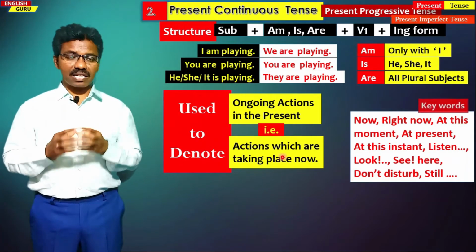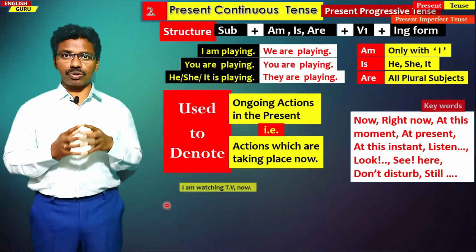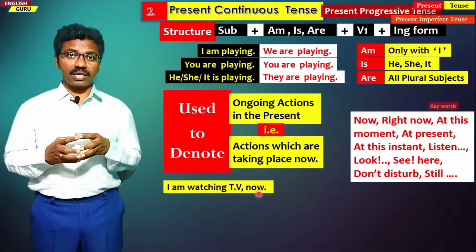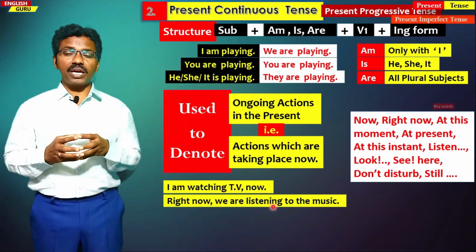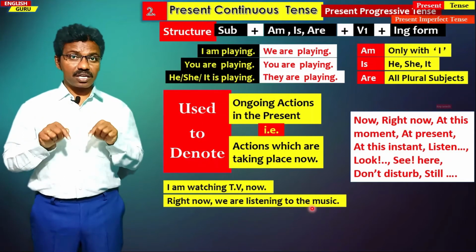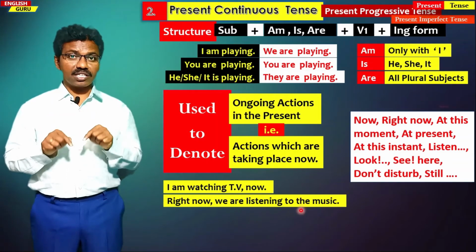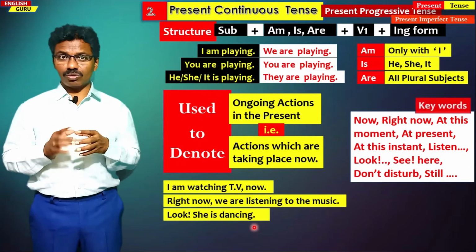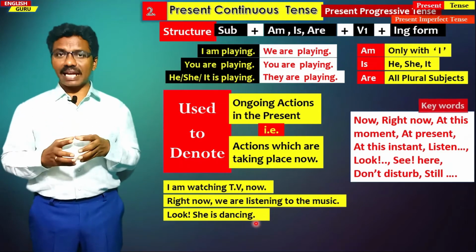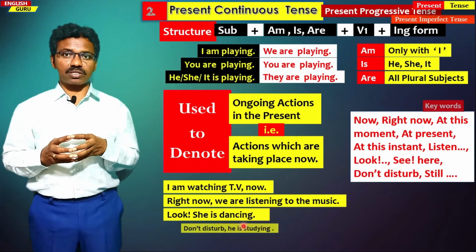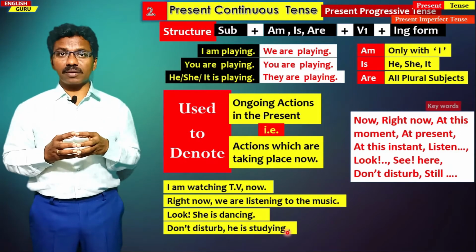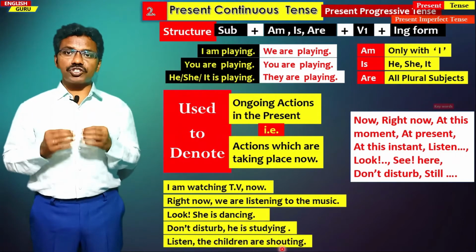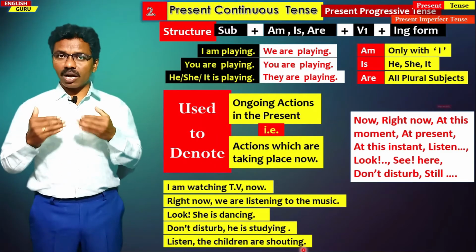And let us see some examples of how this tense is used. I am watching TV now. So now I am doing it, right? So this is in present continuous tense. Right now we are listening to the music. So right now, at present it is happening, so it is in present continuous tense. Look, she is dancing. Look means you have to look, she is presently dancing. Don't disturb, he is studying. Studying is going on. Listen, the children are shouting. They are now shouting.